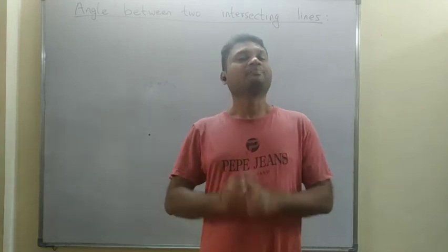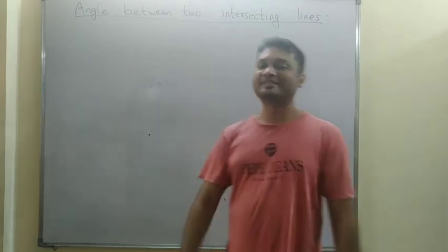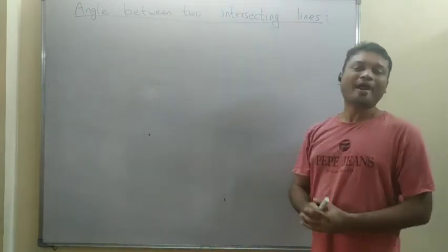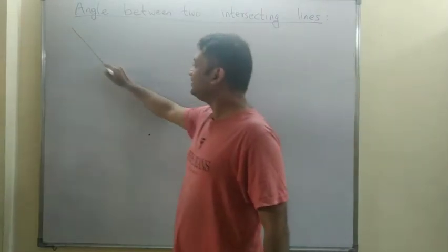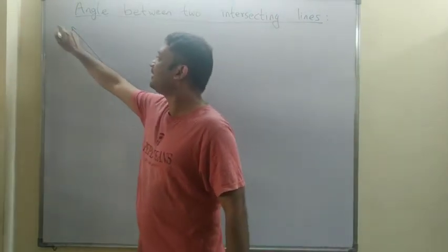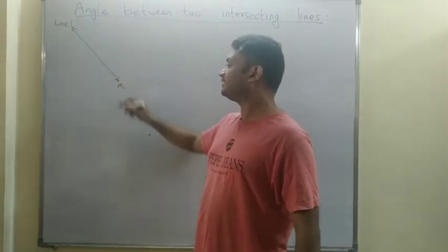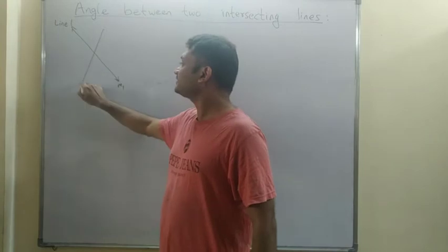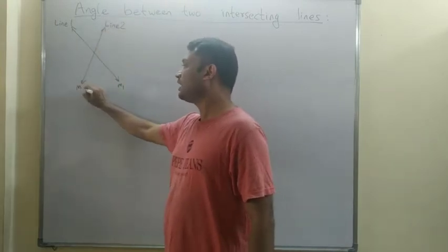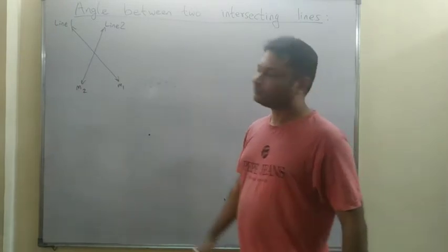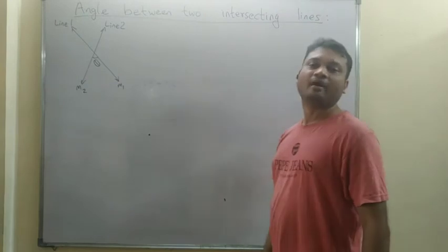Welcome back दोस्तों. Let us now deal with the next concept of straight line, which is the angle between two intersecting lines. Suppose we have two lines. This is line number 1, having some slope, let us say m1, and this is line number 2, having slope m2. And suppose the angle between the two lines is theta.